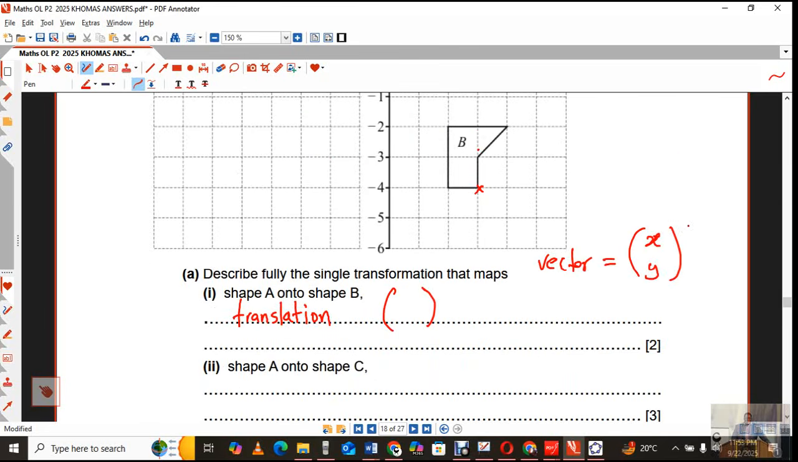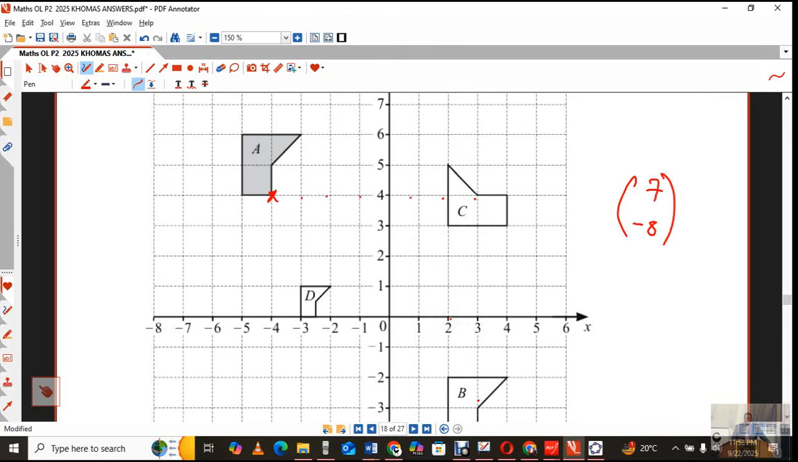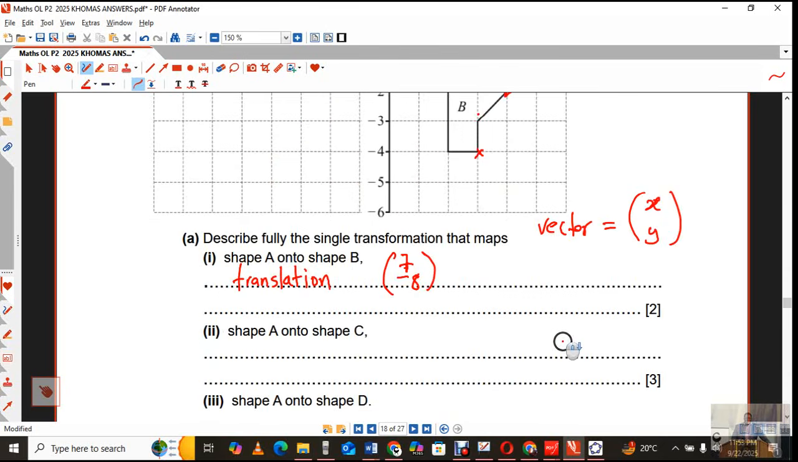Okay, and you can pick any particular point. You are going to get exactly the same answer. You could pick this point here. Compared with that point, it will be exactly the same. 1, 2, 3, 4, 5, 6, 7. And then going down 1, 2, 3, 4, 5, 6, 7, 8. Then you get that. Okay, translation, 2 marks.